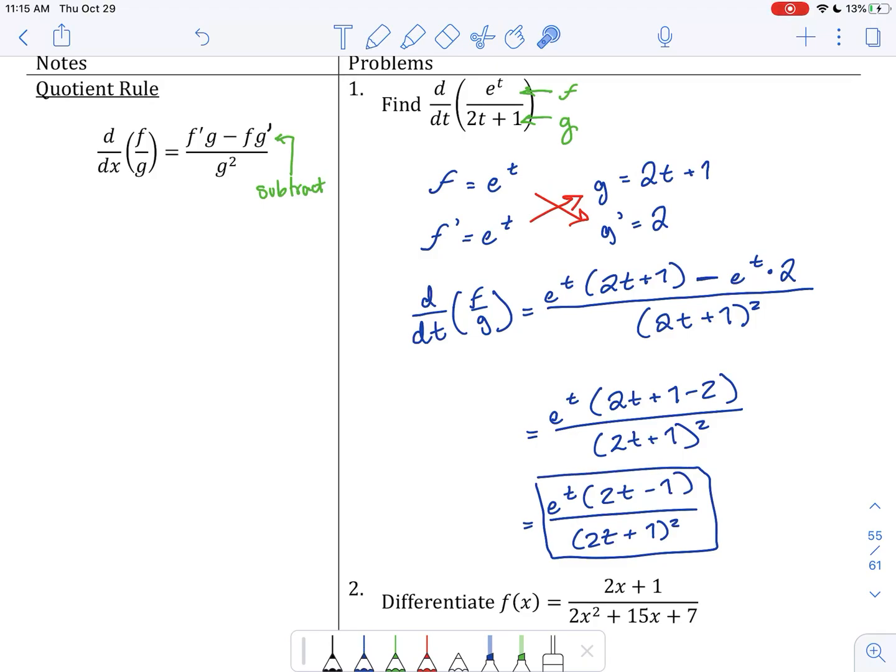But that's why we simplify, because you can imagine we might have been able to simplify here, but this is minus and this is plus. So that's our first use of the quotient rule.